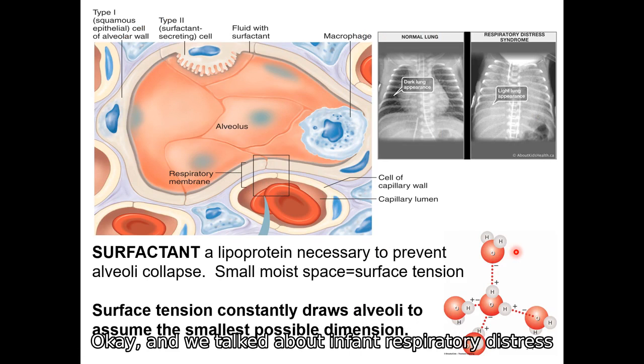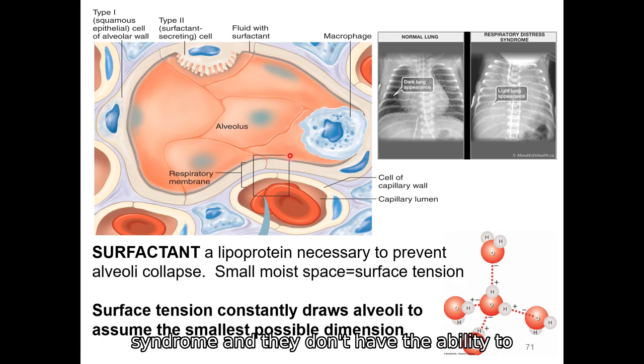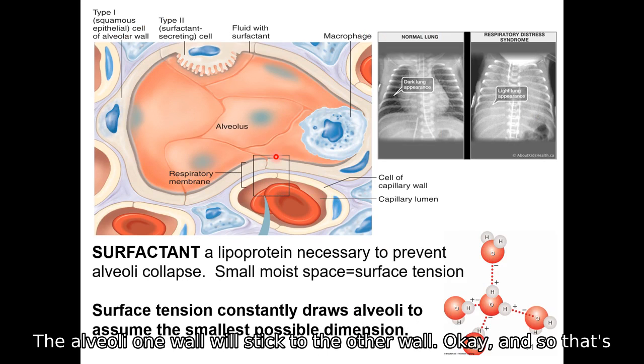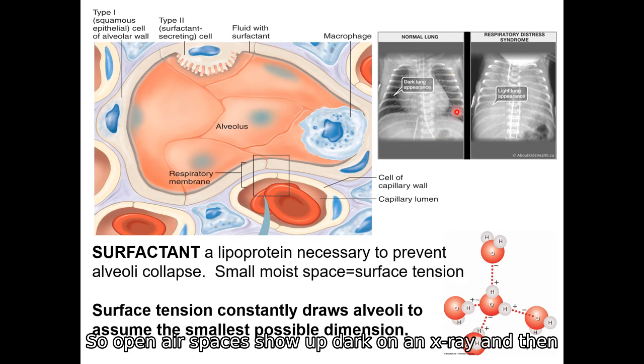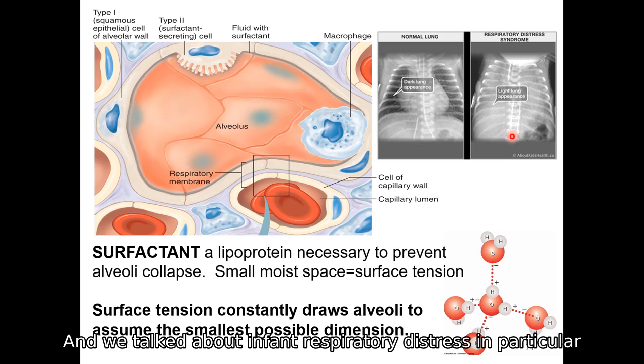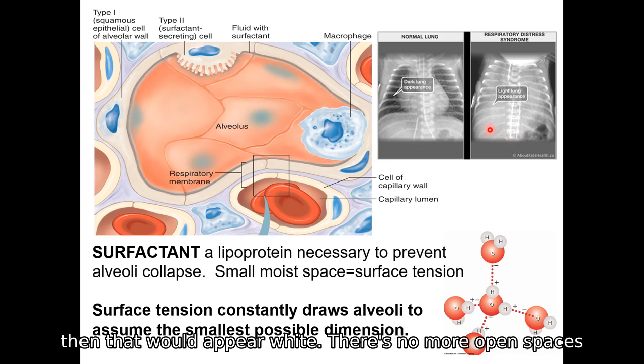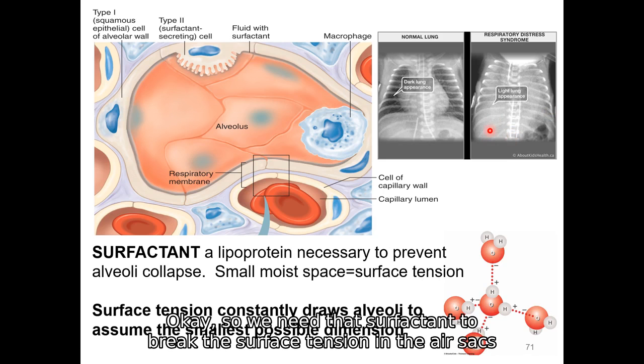Okay, and we talked about infant respiratory distress syndrome, and they don't have the ability to make the surfactant. So on expiration, the alveoli, one wall will stick to the other wall. Okay, and so that's distress. And so here's a normal lung. So open air spaces show up dark on an x-ray. And then someone in respiratory distress syndrome, and we talked about infant respiratory distress in particular, then that would appear white. There's no more open spaces. Okay, so we need that surfactant to break the surface tension in the air sacs.